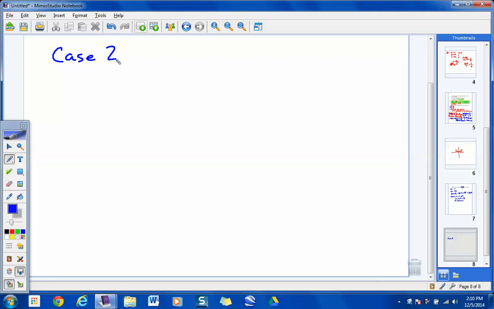Here we go. Case 2, measure of angle A greater than or equal to 90. That's what that stands for. Measure of angle A is greater than or equal to 90, all right? Here's your cases. A can be less than or equal to B, or A is greater than B.